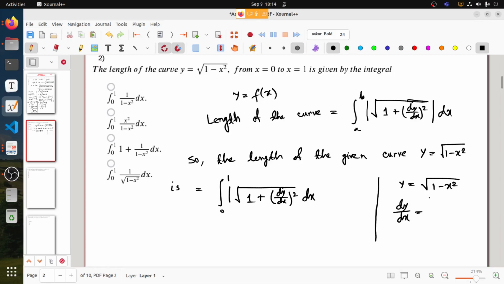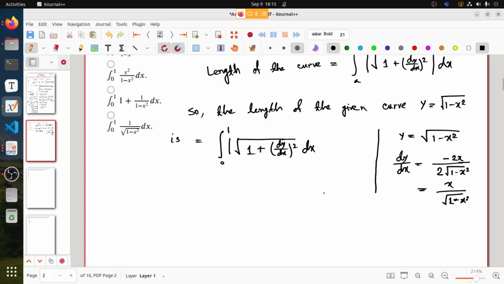So first, if you do the differentiation, it will be this to the power half, right? So half comes out, it will be minus, meaning 1 minus x square, and if you do the differentiation of that, it will be minus 2x, right? So you will get minus x by square root of 1 minus x square, right? So this is the derivative dy by dx we got, minus is there.